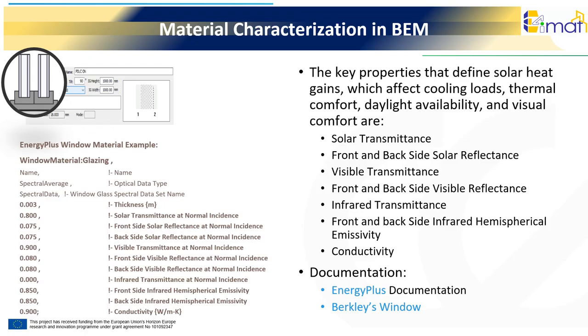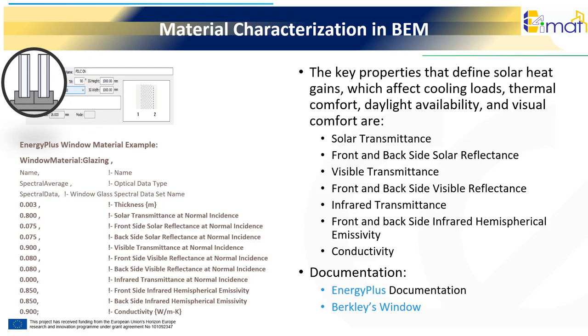It is a key optical property in daylight calculations and typically ranges between 0 and 1, where higher values indicate greater transmission of visible light. Front and backside visible reflectance defines the fraction of visible radiation that is reflected from the surface of the glass layer. Infrared transmittance is a similar concept to solar and visible. It defines the fraction of incident long-wave radiation that passes directly through the glass into the interior.